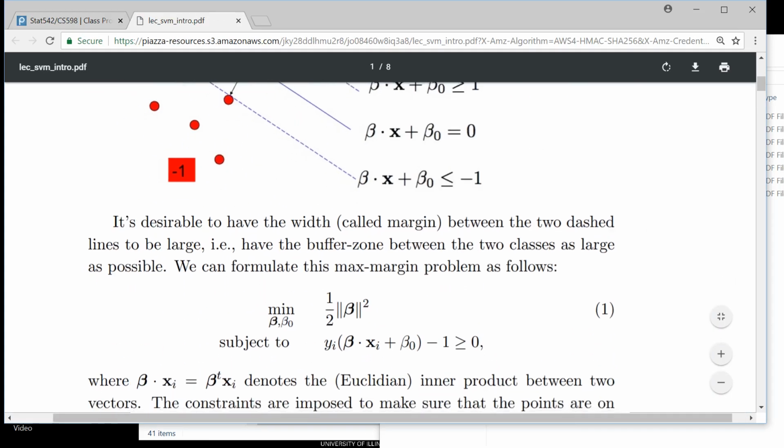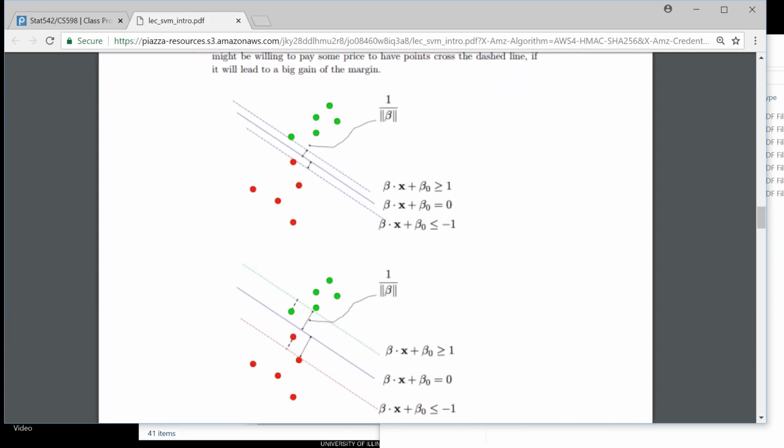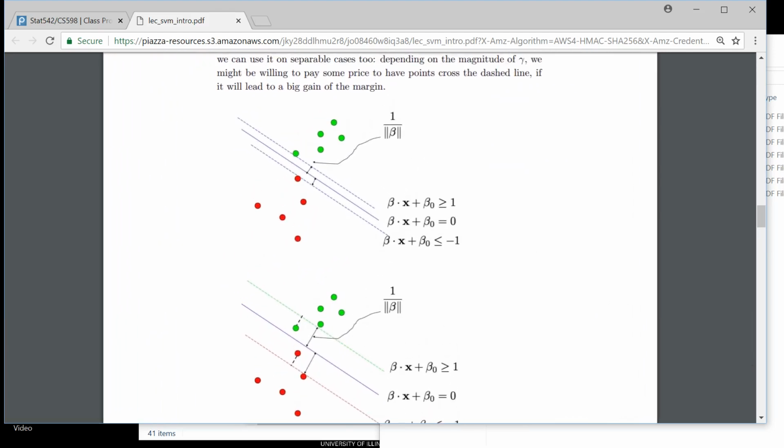First I want to convince you that even for the separable case, you can play the same game, loss and penalty. In this case, if you increase the price for having things on the wrong side, you're going to prefer the upper case. You want the avenue to be narrow. When your avenue is narrow, definitely you're going to have fewer points on the wrong side of the dashed line. You're going to have fewer support vectors, okay?